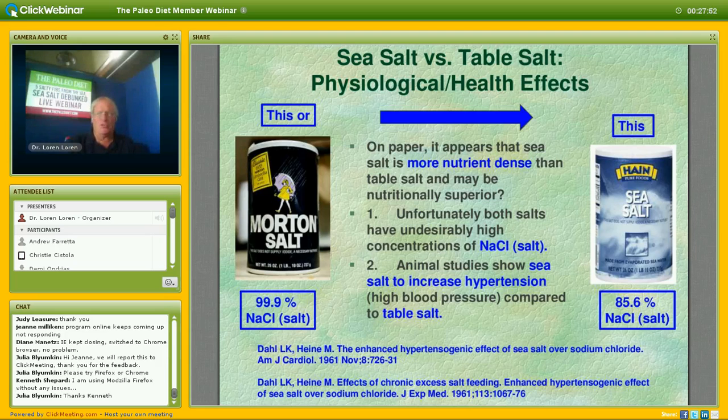Way back in the early 60s, in animal studies, they fed mice a diet in which the salt came from either sea salt or table salt. And you can see those two citations by Dahl and his group. It turns out that high blood pressure was worsened by the consumption of sea salt, and they suggested in these studies that it resulted because of the other dissolved salts that somehow had an additive effect on the sodium chloride. So the available animal and human evidence tells us that neither one of these additives to our diet is a good thing.